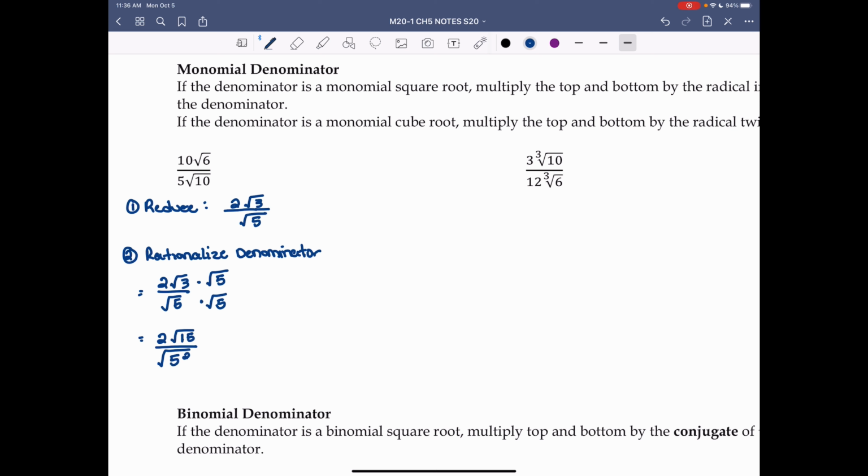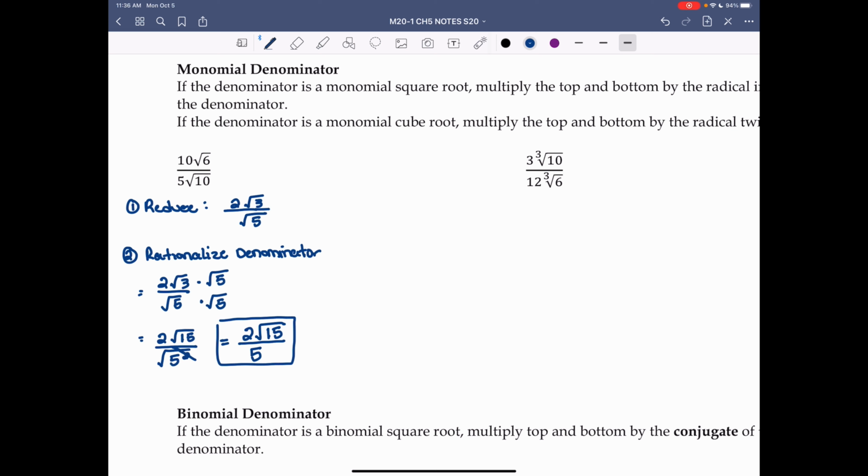Now, what is the square root of 5 squared? Well, square root and square are opposite operations, so they undo each other, and we're left with 2 times the square root of 15 over the square root of 5 squared, which is just the number 5. We no longer have a square root. This is our simplified expression.